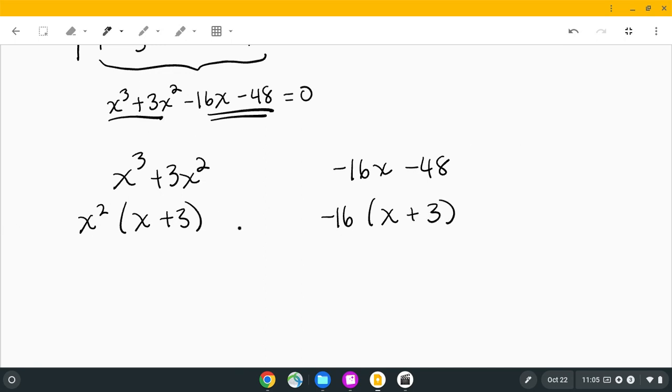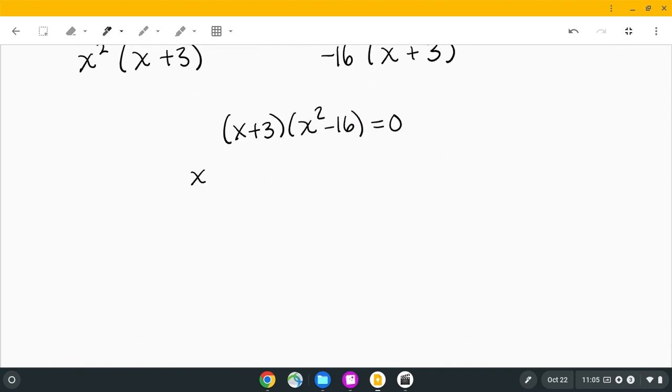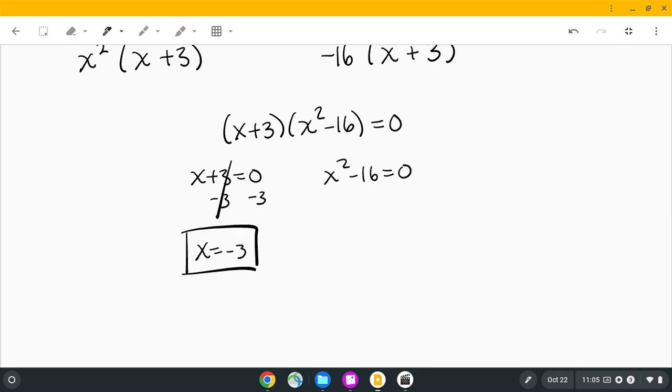Okay, and I notice the two groups have x plus 3 in common, so that's going to be one of my factors. And the other one is going to be x squared minus 16. Okay, and so now I can take each factor, set it equal to 0, and solve. Here I'm going to subtract 3 on both sides. They will cancel out, so I get x equals negative 3. So there's my second solution. And then over here, I'm going to add 16 to both sides. They cancel out. I get x squared equals 16.